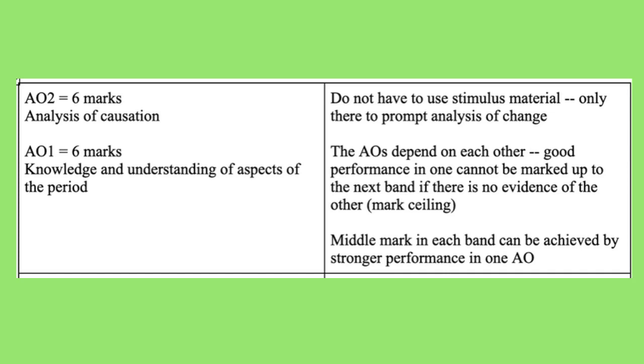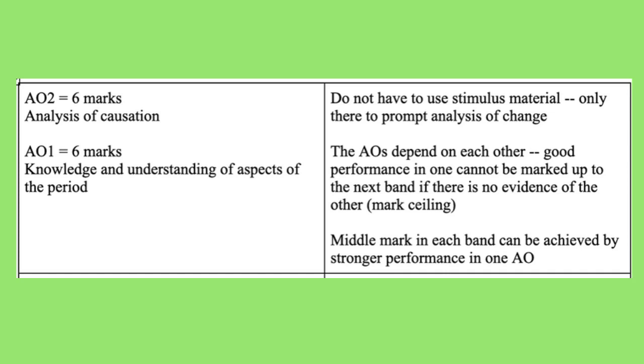overview video. Now, we know that 6 marks are available for AO2, which is your analysis of causation. Remember that the question has asked you to explain why. That means that you need to think about the factors, events and developments that led to this. So what do you think caused it?